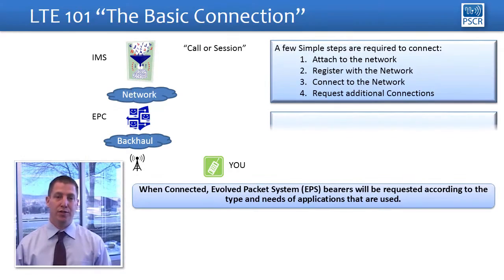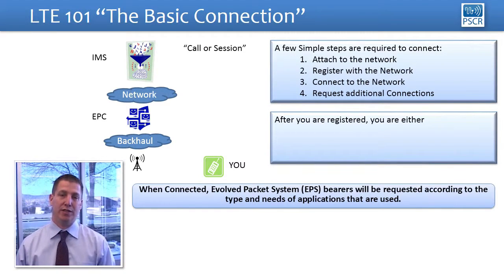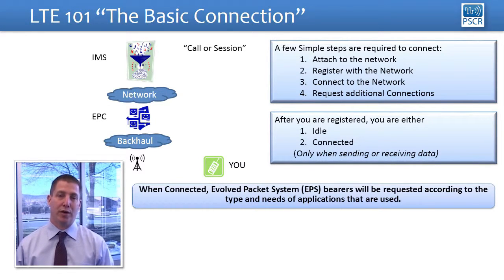When you're registered, you can only be in two states. You're either idle or you're connected. So the system looks at you and basically says, okay, I have this guy out there, he's idle, and then manages connections based on your priority and your quality of service settings.